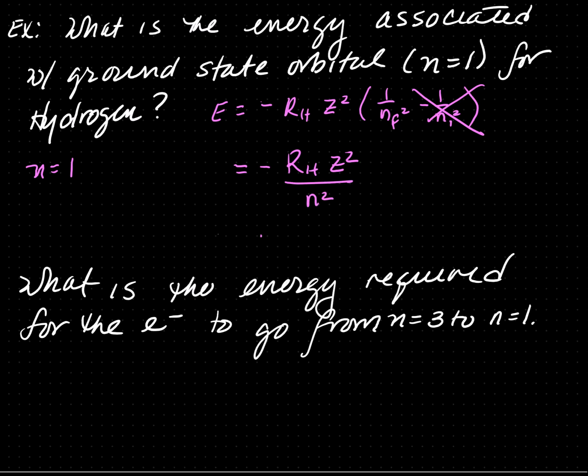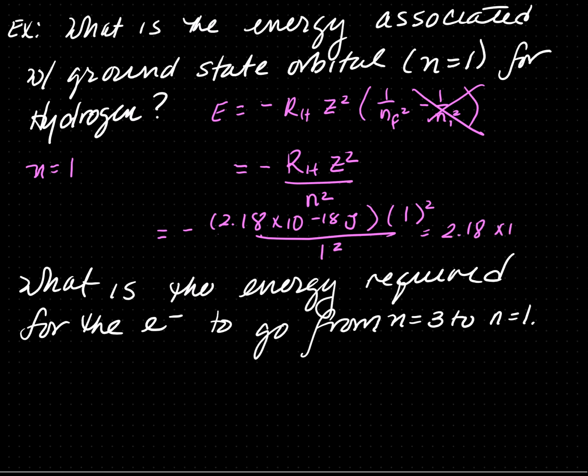So plugging this in, this is equal to negative 2.18 times 10 to the negative 18 joules. Hydrogen has an atomic number of 1 squared divided by 1 squared. So this is negative 2.18 times 10 to the negative 18 joules.